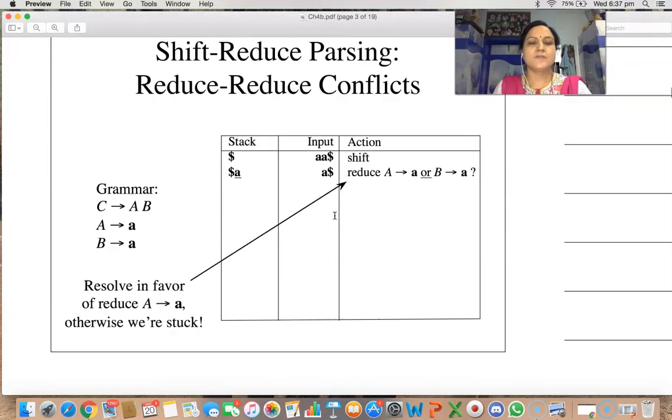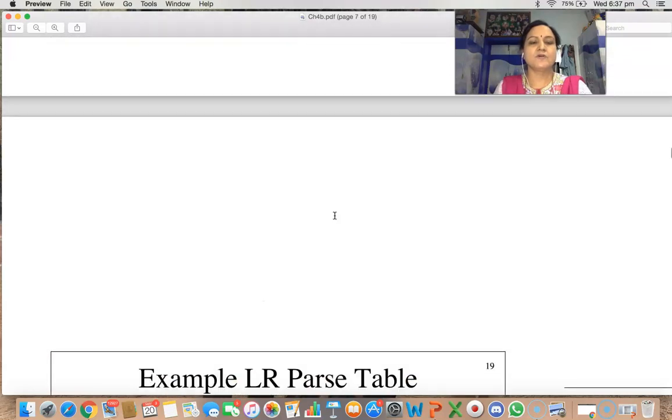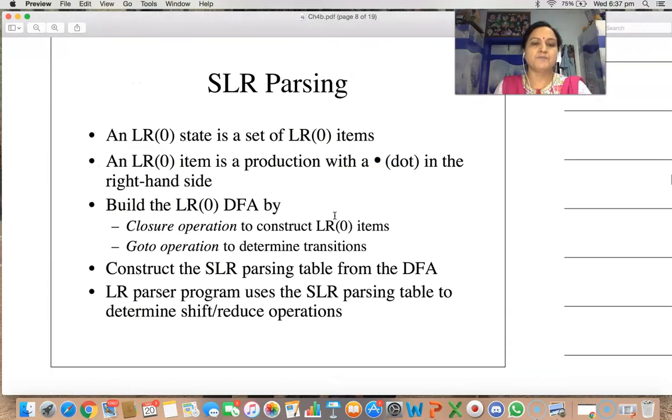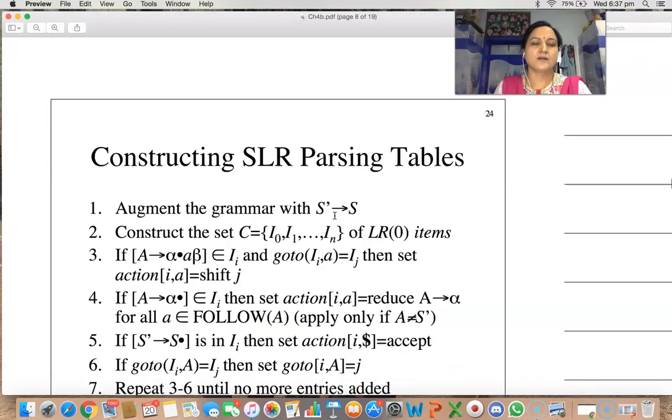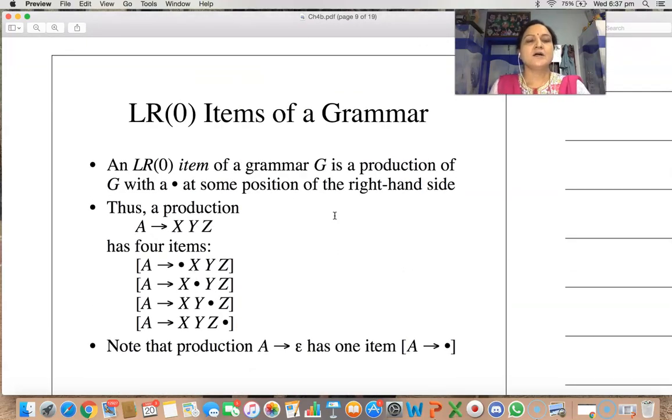So let's see what are the steps to be followed for calculation of closure and calculation of goto. So we were here. An LR0 item of a grammar G is a production of G with a dot at some position of the right hand side. So these were the example of a production.